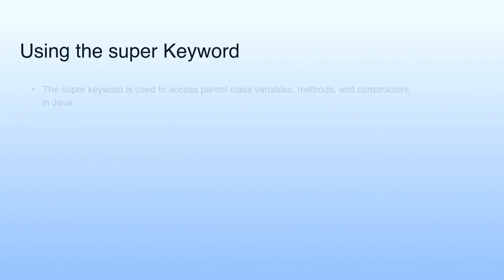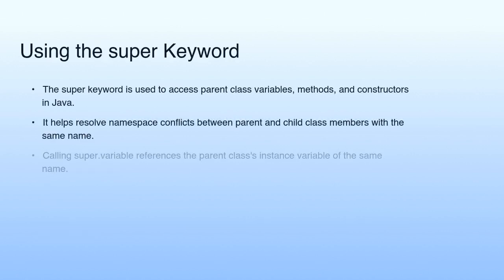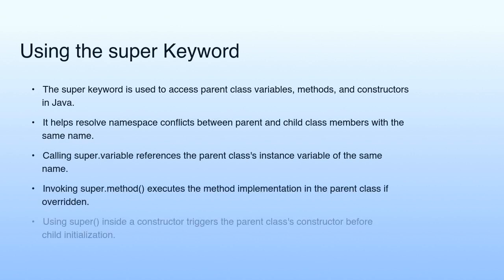The super keyword is used to access parent class variables, methods, and constructors in Java. It helps resolve namespace conflicts between parent and child class members with the same name. Calling super variable references the parent class's instance variable, while invoking super.method executes the method implementation in the parent class if overridden. Using super inside a constructor triggers the parent class's constructor before child initialization.